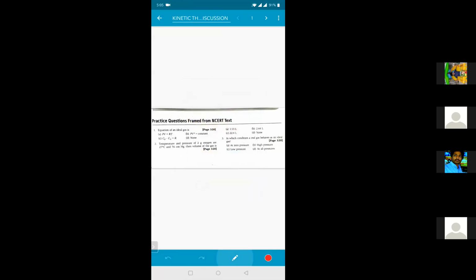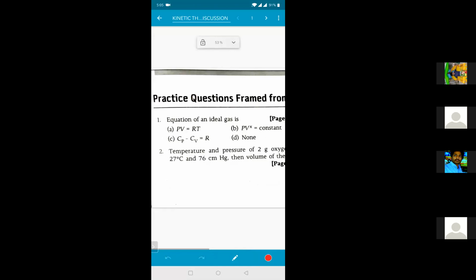Chalo. See the first question, beta. Equation of an ideal gas is PV = RT, PV to the power of X constant, Cp minus Cv is equal to R, none. Obviously, very simple question. PV = nRT, and the value is 1. So the first option is the answer for this one.